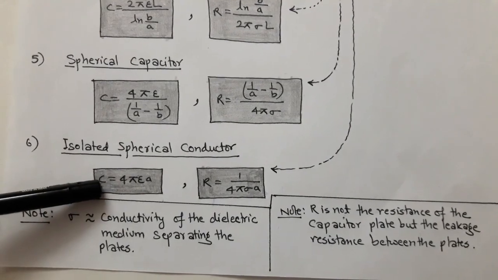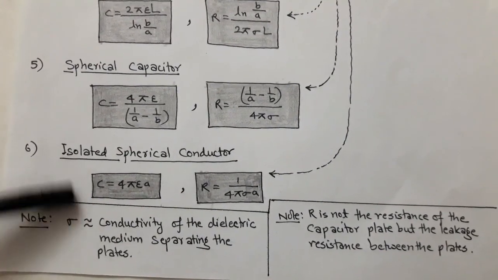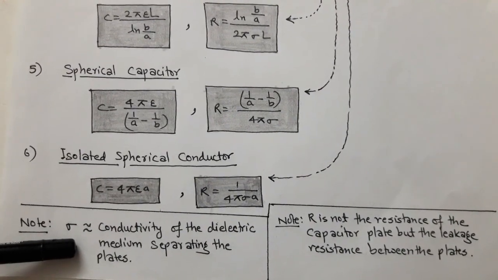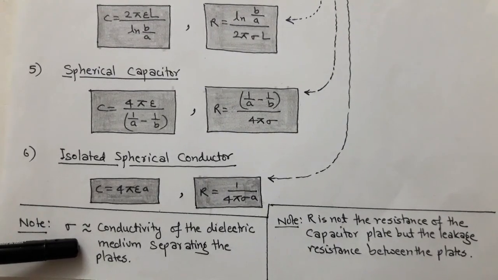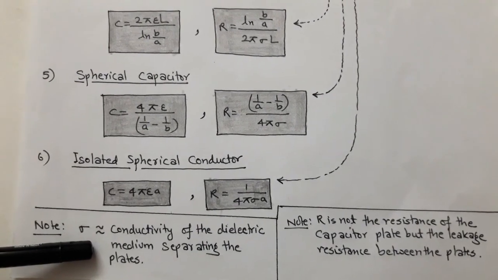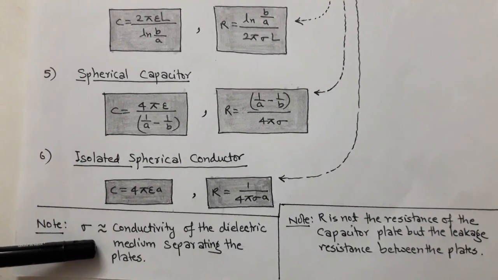Here we note one point. Sigma is the conductivity of the dielectric medium that is separating the two plates, and the resistance R is not the resistance of the capacitor plate, but R is the resistance that is called the leakage resistance between the plates. So these are some important points about capacitance.